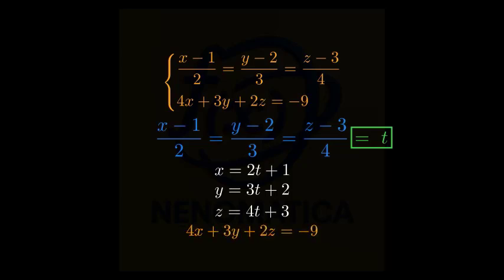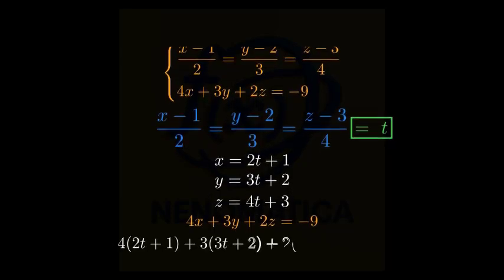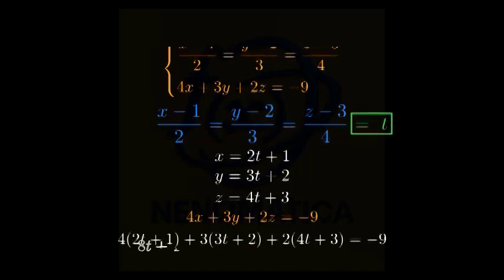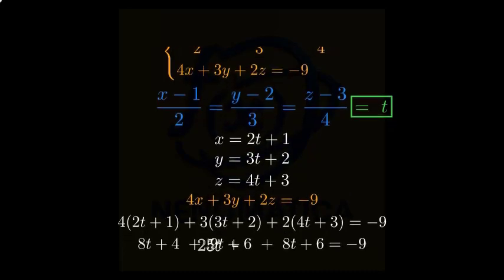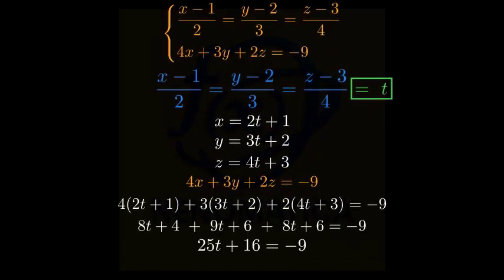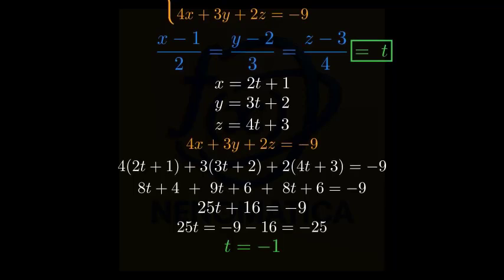The original linear equation is 4x plus 3y plus 2z equals -9. Plug in x equals 2t plus 1, y equals 3t plus 2, and z equals 4t plus 3. Now, expand each product. Combine like terms to isolate t. Move 16 to the right side and divide by 25. That gives t equals -1.